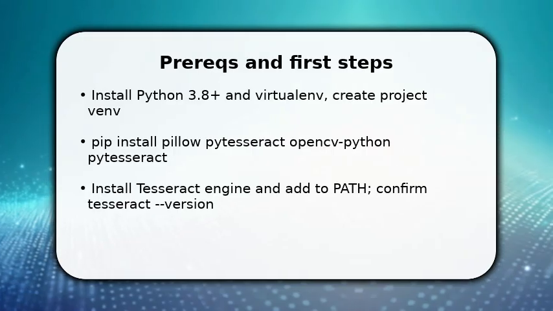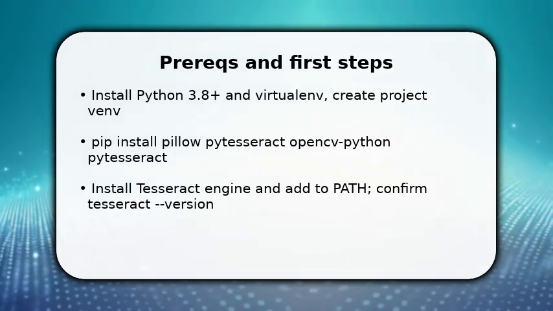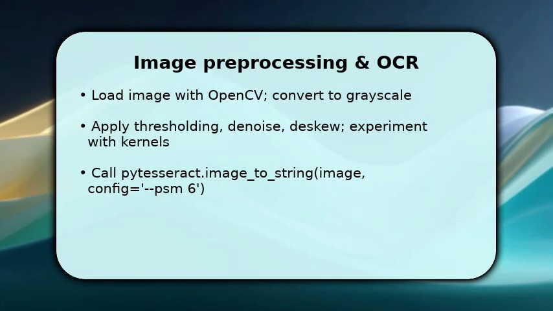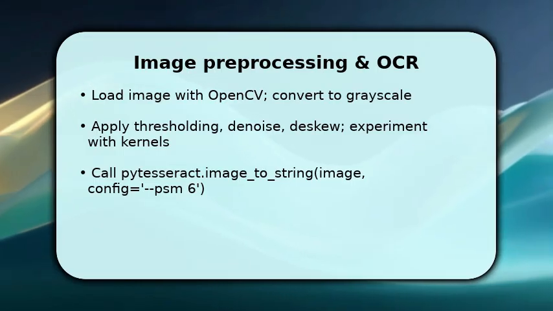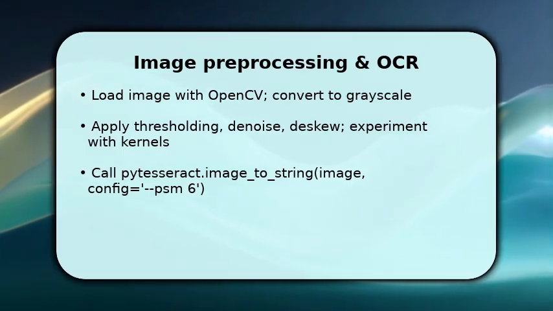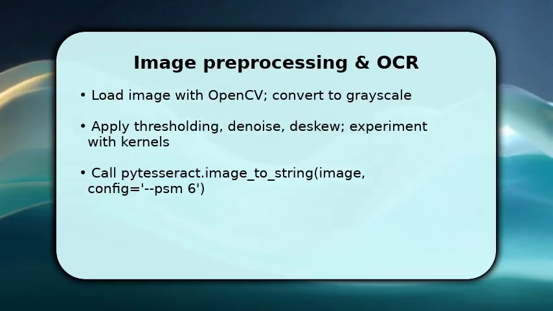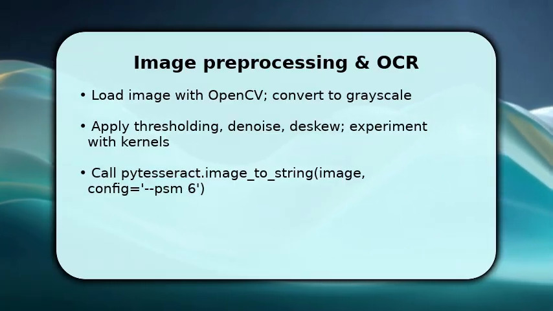Now open your editor and create a simple script that imports cv2, PIL Image, and Pytesseract to begin processing an example image. Once you can load images, focus on preprocessing to improve OCR accuracy. Convert to grayscale, then try adaptive thresholding or Otsu's method to separate text from background. Use bilateral or median blur to remove noise and morphological ops to close gaps.